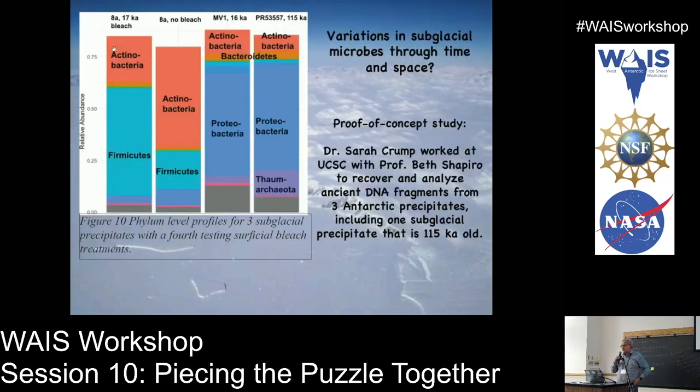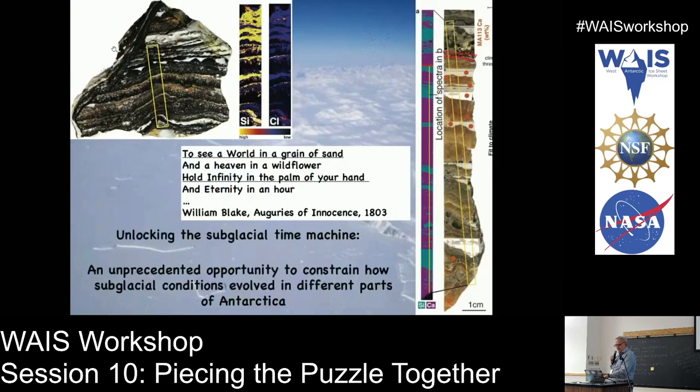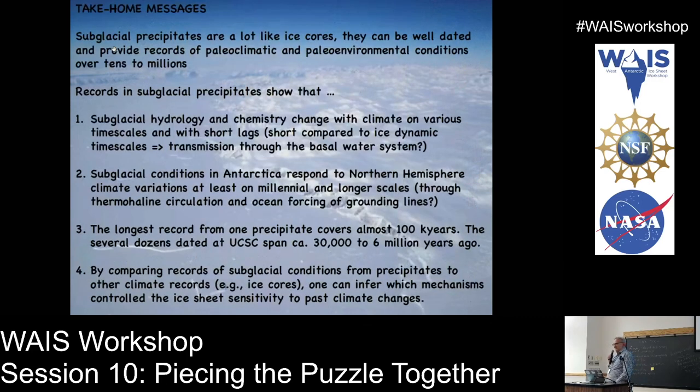Terry also reached out to a very good ancient DNA person at UCSC, Beth Shapiro, who had a postdoc interested in glacial things, Sarah Crump, and she did some preliminary analysis of ancient DNA. And so possibly we might one day have a record of how microbial assemblages have changed through time and space in Antarctica. Almost done. Okay, I'm done now.